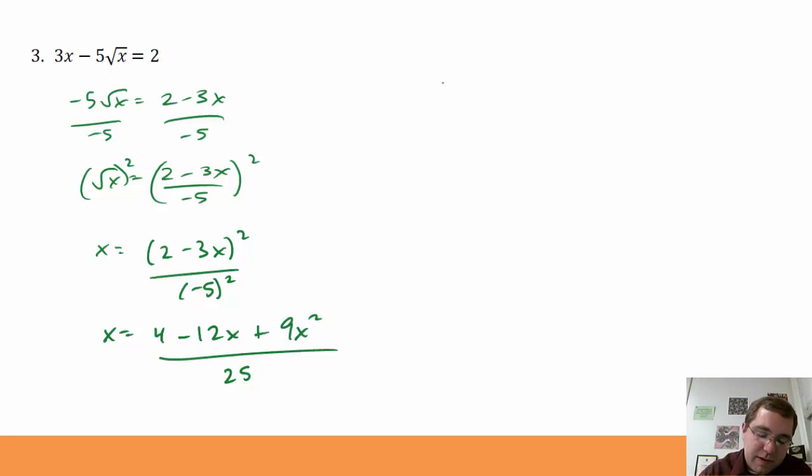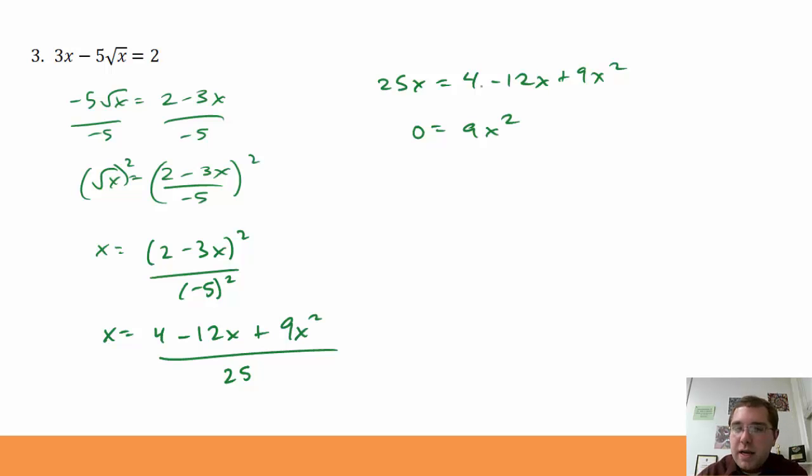Now, let's multiply both sides by 25 and get 25x equals 4 minus 12x plus 9x squared. Let's get everything to one side and write them in decreasing powers of x, so 9x squared. And I've got negative 12x minus 25x makes negative 37x, sorry, plus 4. And then I have it equal to 0.